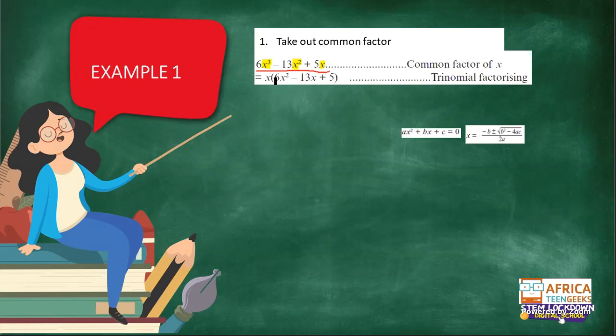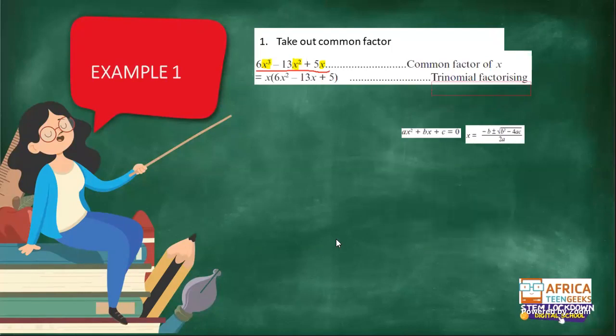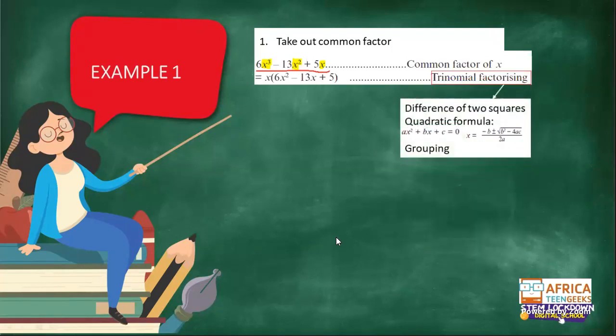So from this function, you can try to use the quadratic formula to determine your other factors. You can try to use difference of two squares, but in this case, we don't have a difference between two squares. You can also try grouping. In this case, it won't work. Our quadratic formula can work in this case, or you can use inspection, whichever method works for you.